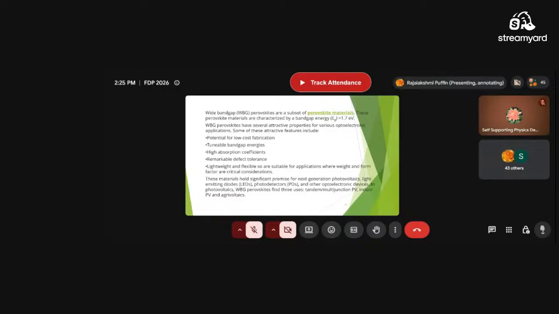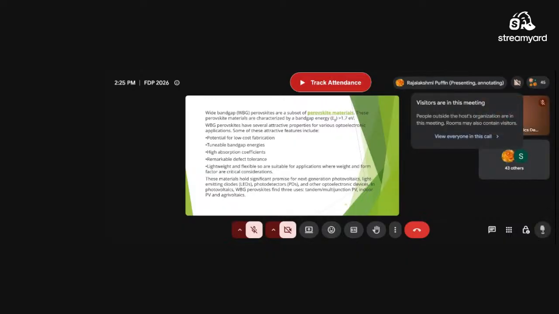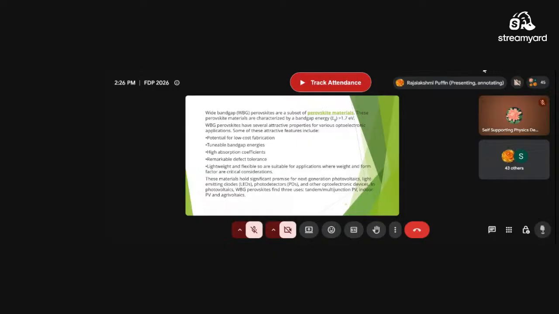So what is attractive here? Why are we specifically looking at perovskite materials? Because of various optoelectronic applications. Here I have summarized some of the features. As I said, there is potential for low cost fabrication, and by doping with iodine and chlorine, we can tune the band gap energy according to the application. It has a good absorption coefficient, and defects are also fewer. And the main thing: it is very lightweight compared to silicon, and so flexible for all applications. That's the main thing.